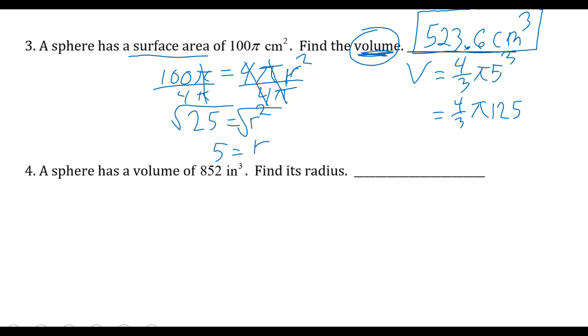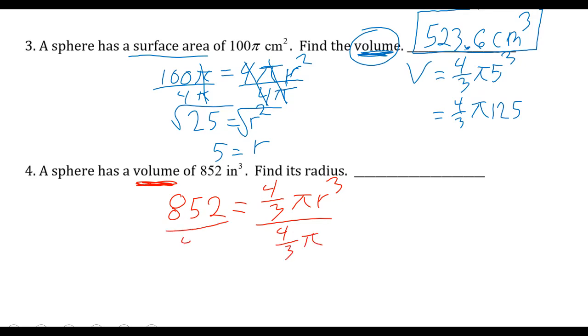That's important. All right. Last one. A sphere has a volume of 852 inches cubed. Find the radius. Okay. So let's pretty much do the same thing we did before, but now use the volume formula. Right, 852 equals 4/3 pi r cubed. Okay. Divide both sides by 4/3 pi, right? Just like we did last time.